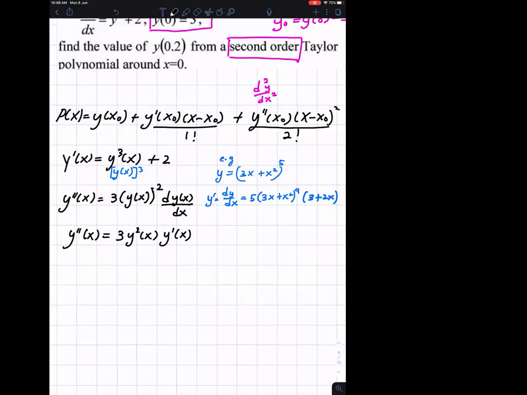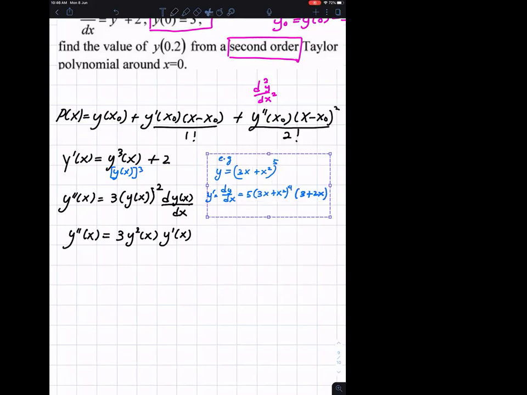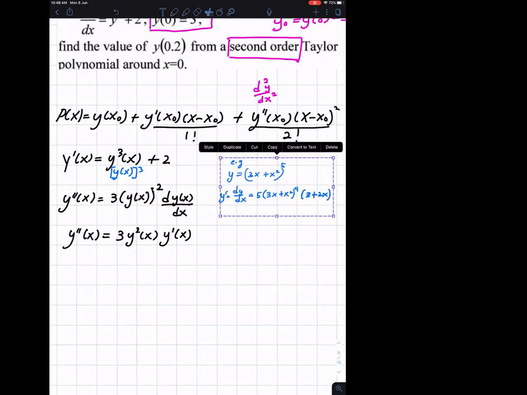Okay, any question? Any question on the derivative? Review on the derivative? Any question? All understood?